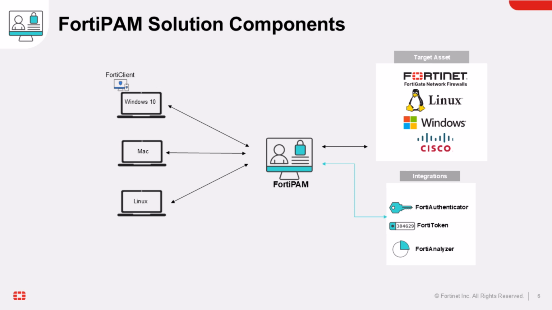For the target assets, on the upper right of the slide, these are the critical IT resources, systems, and infrastructure that require privileged access management. And with these target assets, we can configure them as secrets so we can control and monitor access of users with elevated privileges to mitigate risks from insider threats and external attacks.